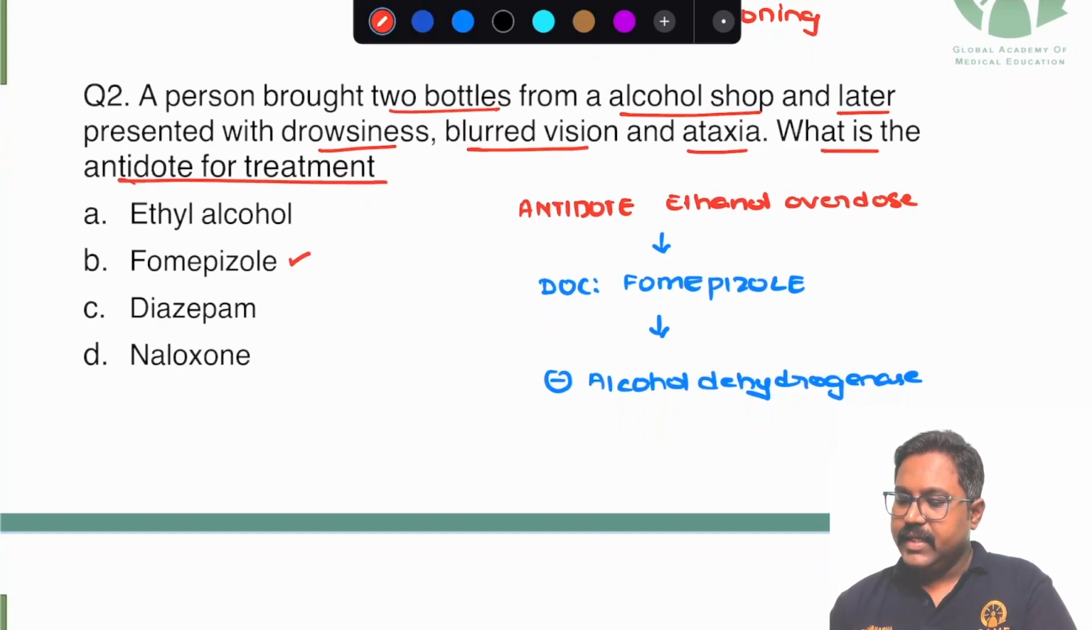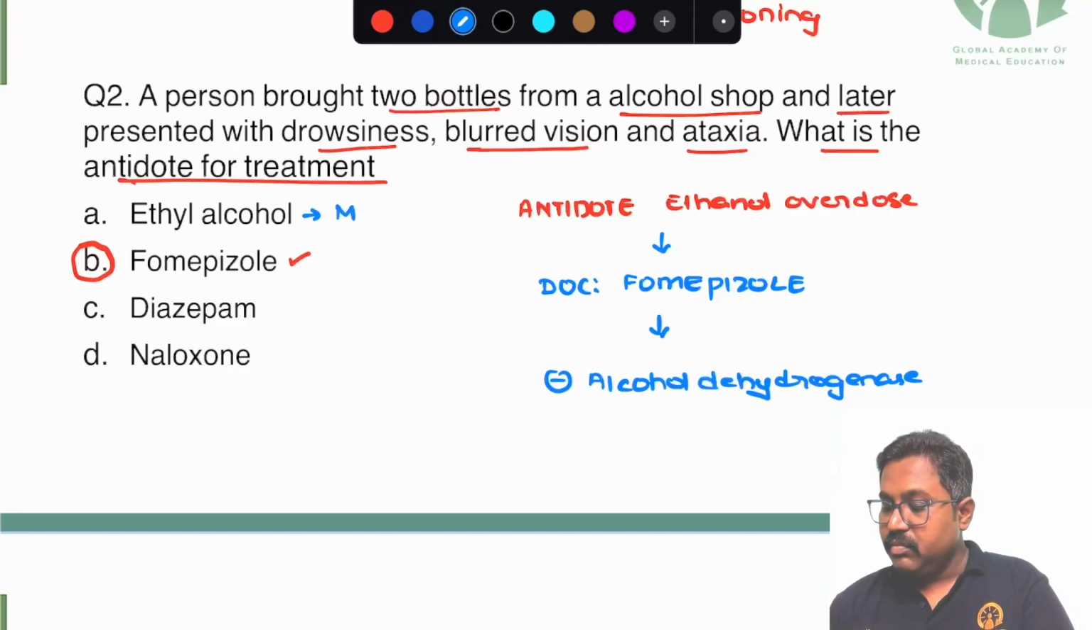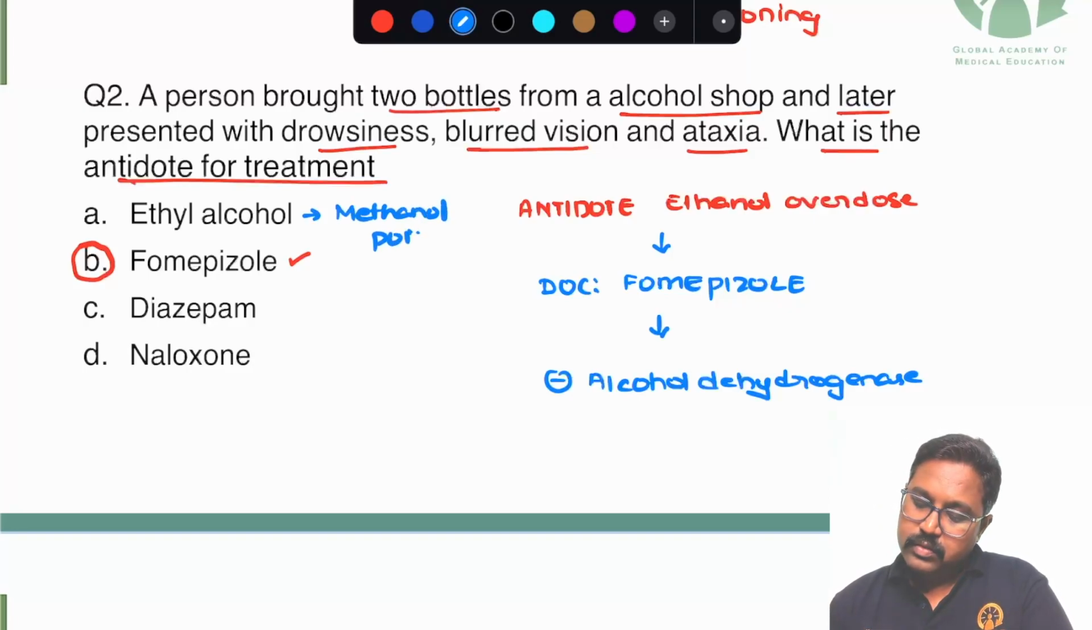So what will be the correct answer here? The correct option is option B. So here they can say earlier it was used to be the treatment of, or drug of choice for, the methanol poisoning. So what about the diazepam?